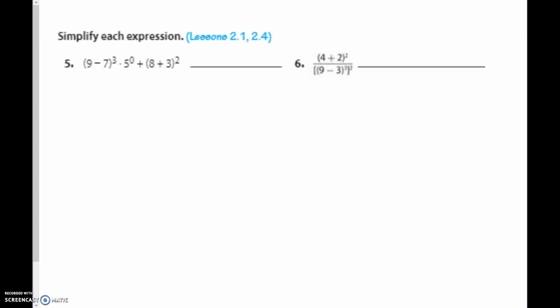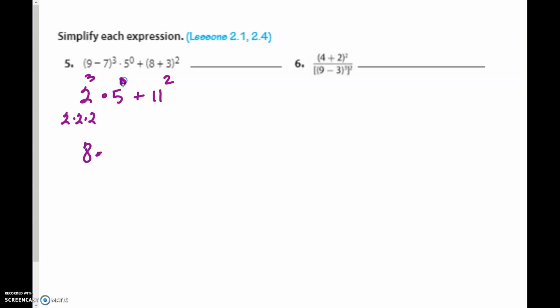All right, looking here at number 5, it looks like we have some order of operation things that they want us to be doing here. So solving this order of operation, we're going to go 9 minus 7 is 2, so I have 2 to the third power, times 5 to the 0, and inside these parentheses, 8 plus 3 is 11 to the second power. So 2 to the third, remember that's 2 times 2 times 2, so that's 8.